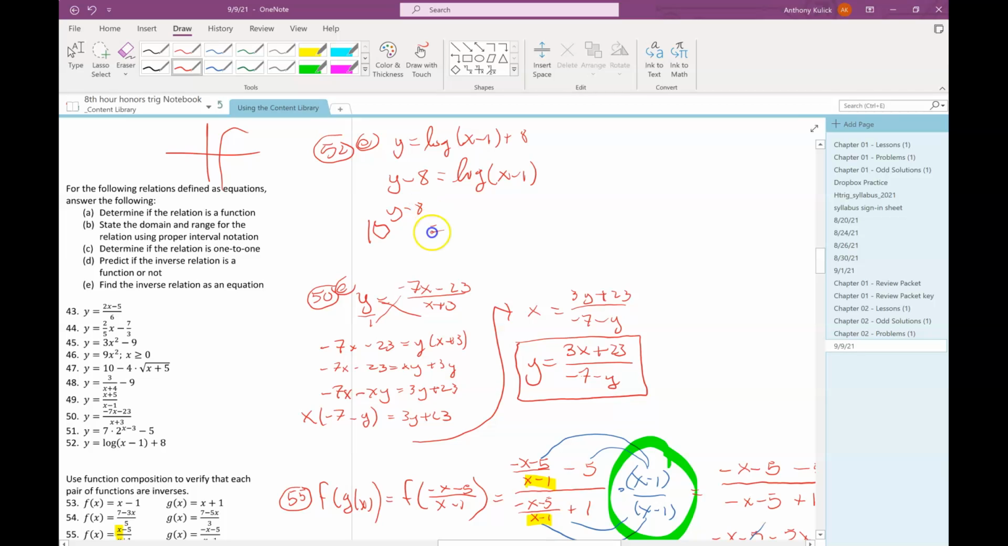So on the left side, I'll have 10 to the y minus 8. And on the right side, I'll have 10 to the log x minus 1. And exponent base 10 and log base 10 cancel. And then I just add the 1 over to both sides and switch the x's and y's.